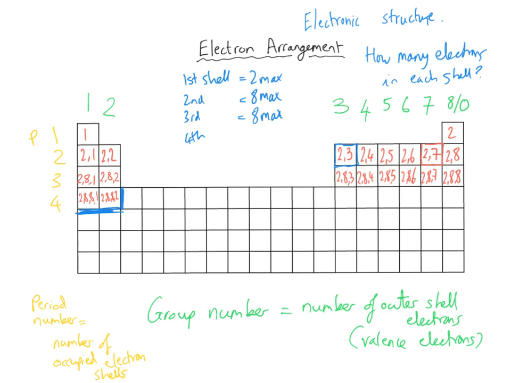So we might not know what element we're talking about, but if we're talking about something in period 2, we know it's got 2 occupied shells of electrons. And then if I say it's in group 3, we know that there are 3 electrons in that outermost occupied shell.